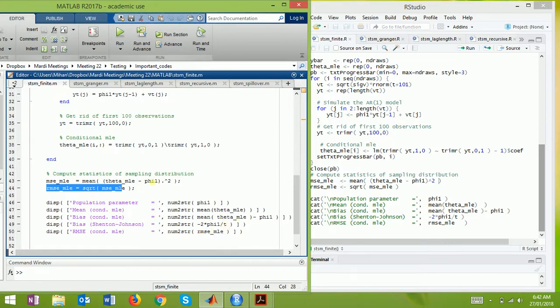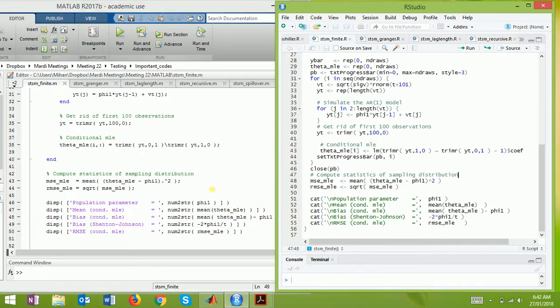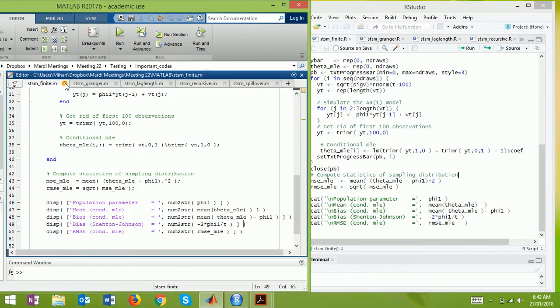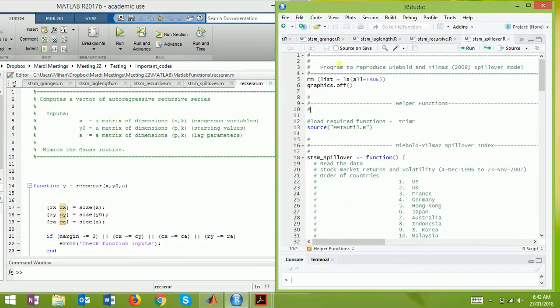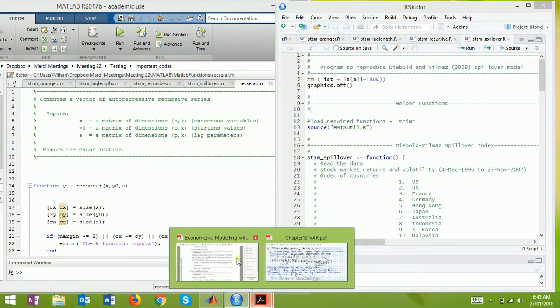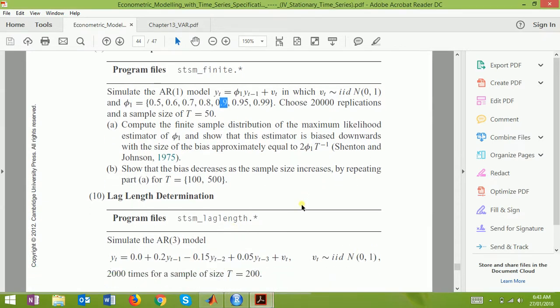The mean is the mean, and the bias is, as we talked about, the mean of theta minus phi1, which is conditional. The bias is 2 phi1 by t. That's all. So quite easy and quite productive. That is the finite sample simulation.